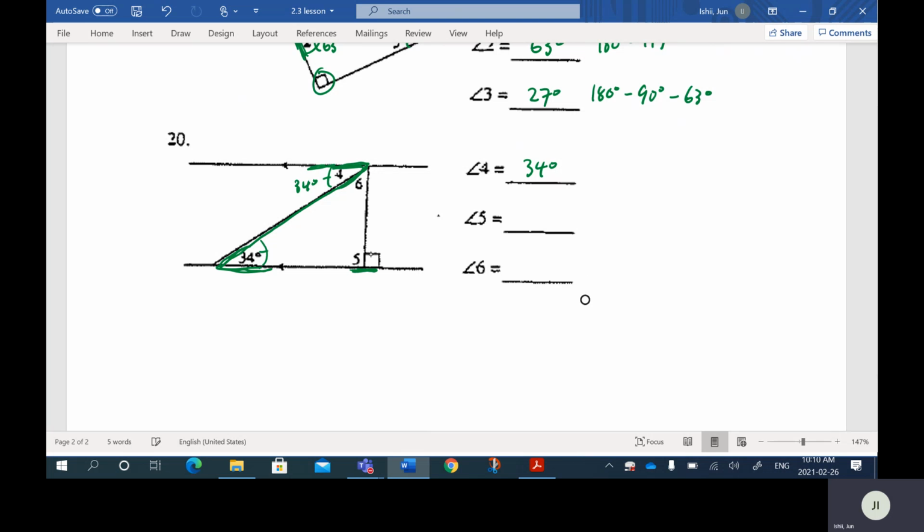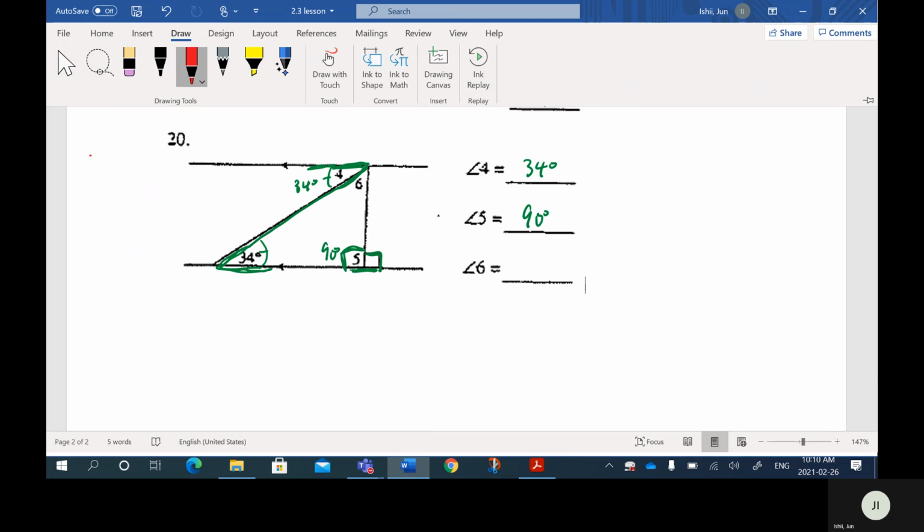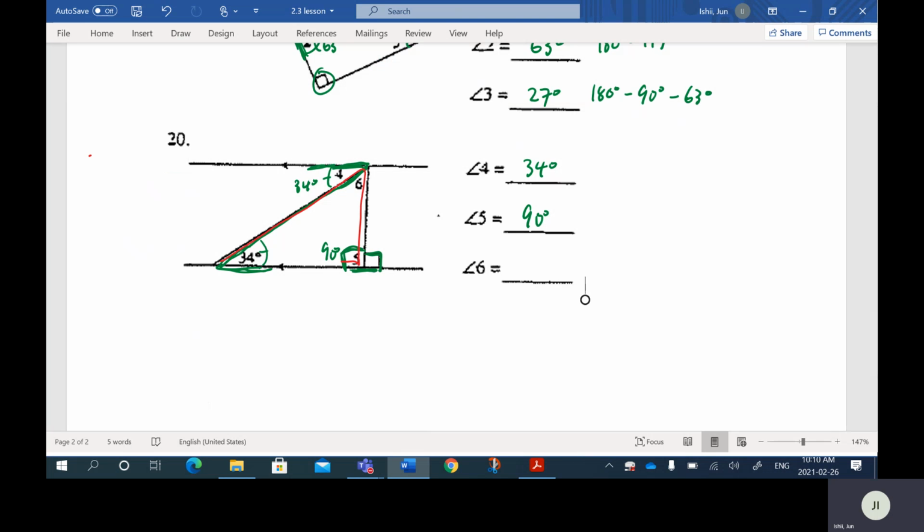Now angle 5. All right, so again, we have angles on a line. This is 90 degrees. That means that angle 5 there must also be 90 degrees because angles on a line add to 180. All right, so here we got 90. And to find angle 6, actually there's a couple ways. Perhaps the most obvious one is that we're dealing with a triangle here. So we can take the 180, subtract 90, and subtract 34. That will give us 56 degrees.